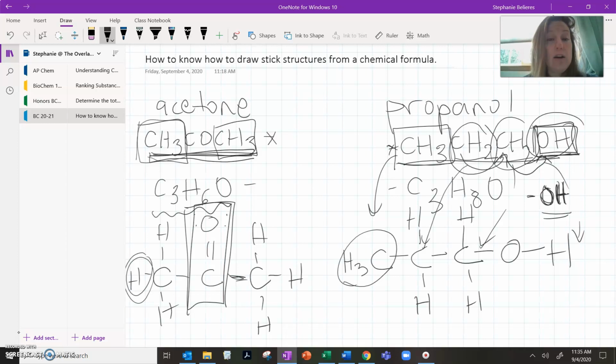So that's all. I kind of wanted to give you some hints about that, and hopefully you'll have a little bit more success drawing Lewis structures for larger molecules.